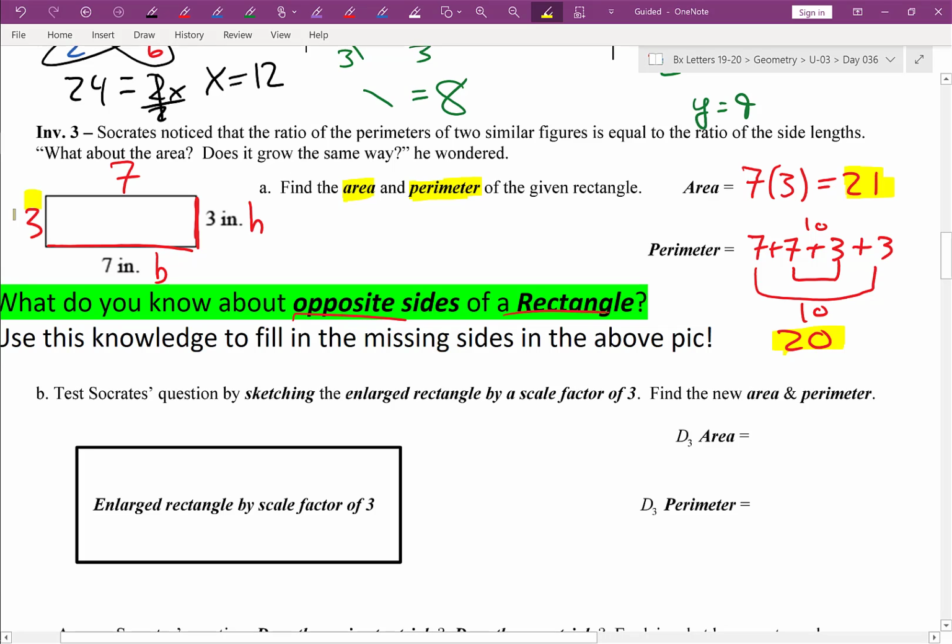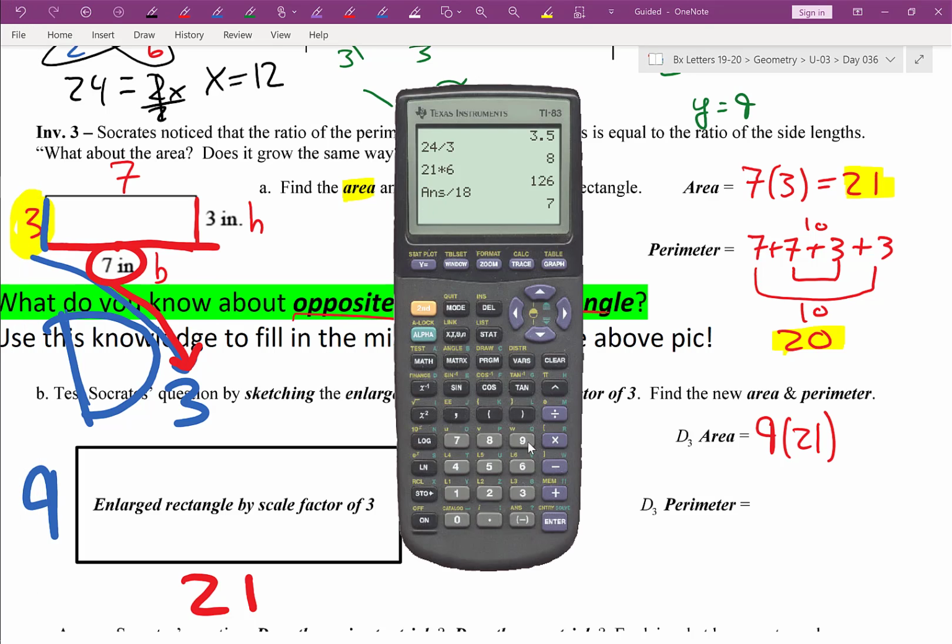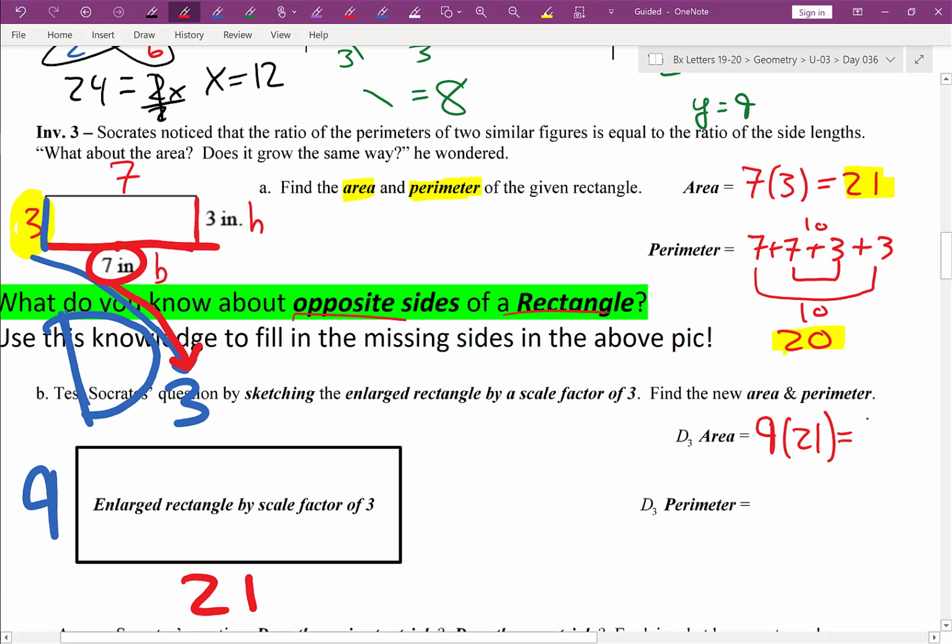So if we take this original height and pass it through a dilation of 3, well, that 3 is going to get multiplied by that 3 and become 9. This base of 7 is going to pass through that dilation of 3, and it's going to become 21. So now, if we calculate area, well, that's 9 times 21. I have no idea what that is. 9 times 21. It's apparently 189.